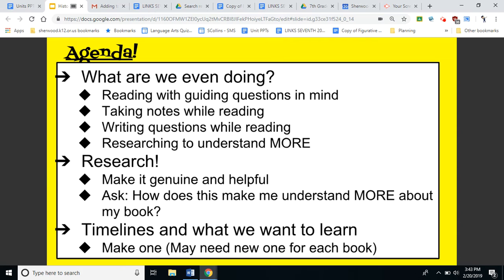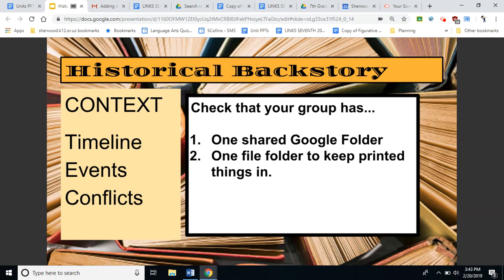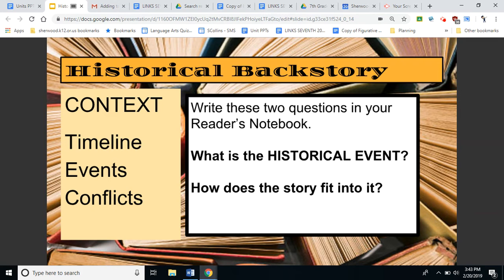And here's the thing. I think I kind of started off with, go ahead and just research some things about your time period. Well, that's fine. But really, as a reader, the times I want to look up stuff are when I'm reading along and I go, I need more information. I don't really understand this situation. I want to know more about the situation that's in my book. So it's much more authentic for you to, as you read, come up with questions and then look up the answers for those. So you want to ask yourself, how does this research make me understand more about my book? So in class, in your groups, folders were made. When you get back, you'll see the folders that are made.